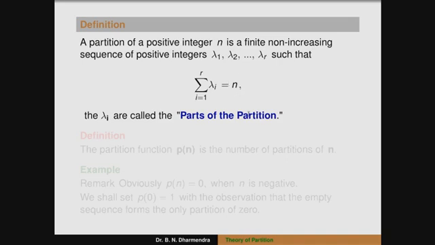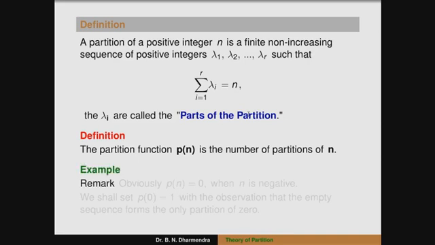Okay, next the definition: the partition function p of n is the number of partitions of n. You can call p of n the partition function, which is the number of partitions of n.